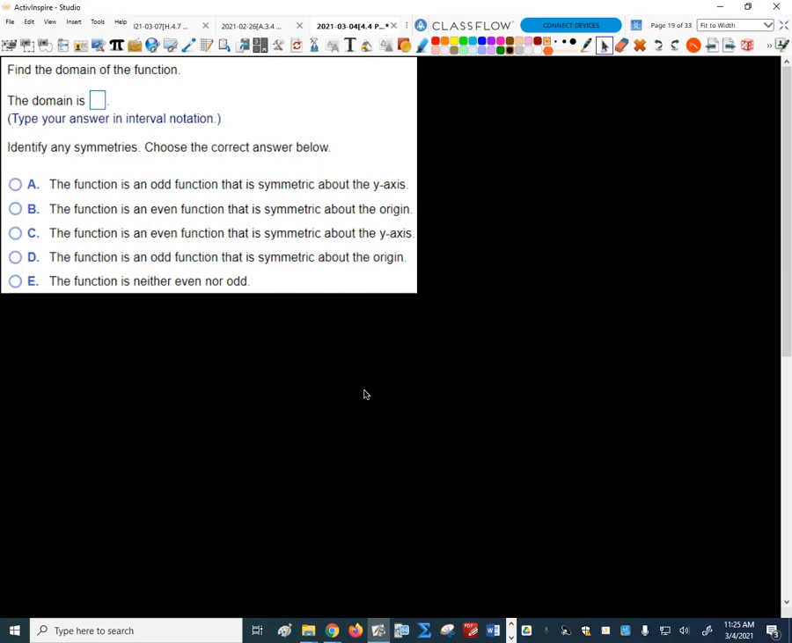So then how would we answer all this stuff? What's the domain? Well, domain, that's pretty obvious. That's just negative infinity to infinity, right? How would you put it? Oh, lots of stuff, right? Even functions are always symmetric about the y-axis. So it'd be that answer right there, wouldn't it?